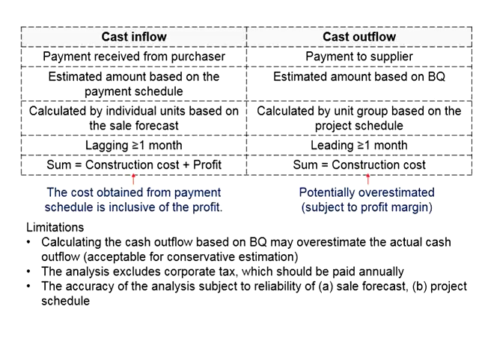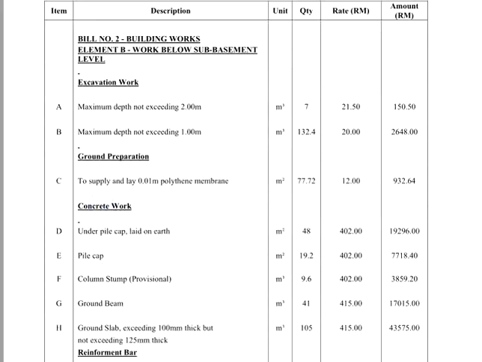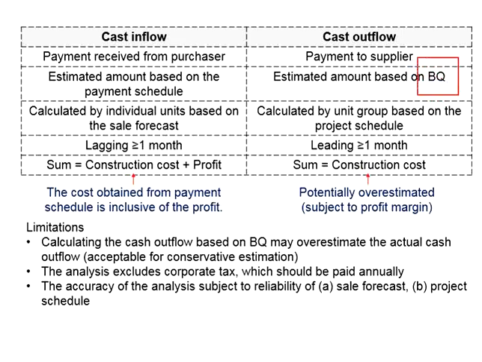On the other hand, when you are computing the cash outflow, the estimated amount will be based on the bills of quantities. The bills of quantities is what you quote to the employer regarding how much you're going to charge once the respective works are completed. Now, whatever amount is reflected in the bills of quantities is also inclusive of the profit. That means the estimated amount here will be the construction cost plus the profit.